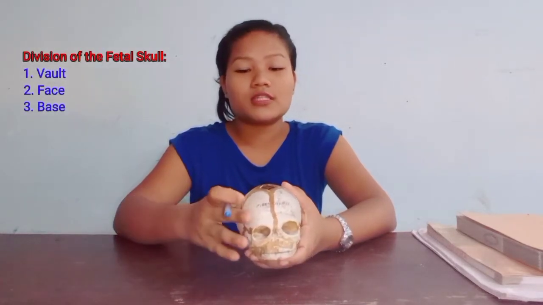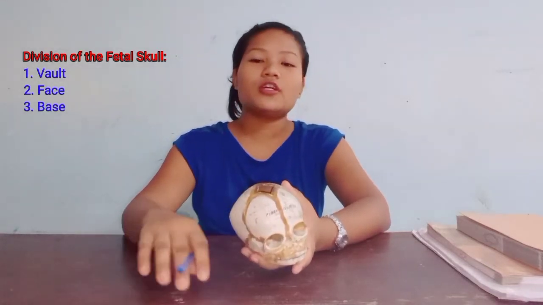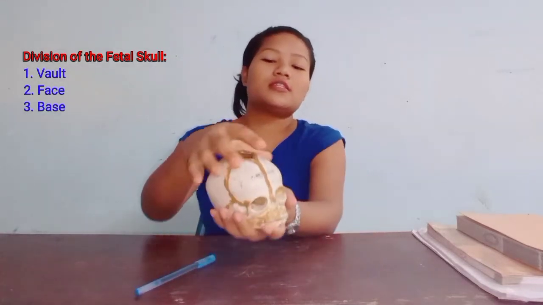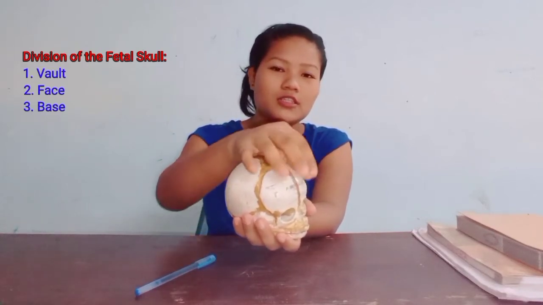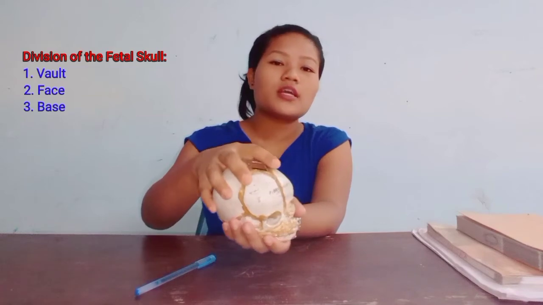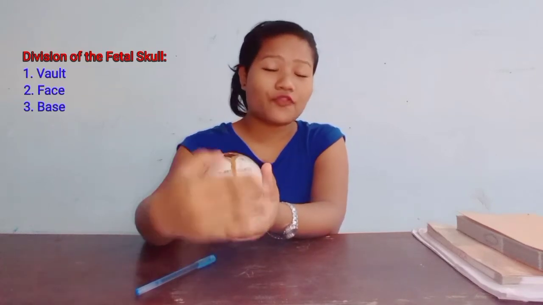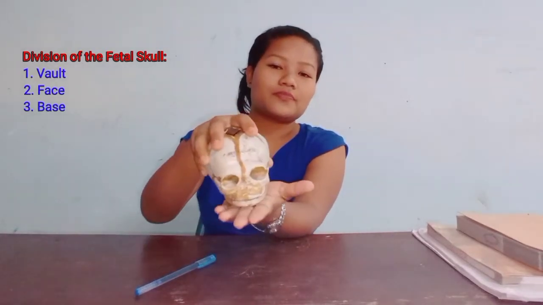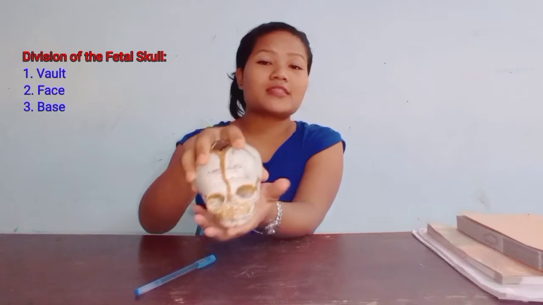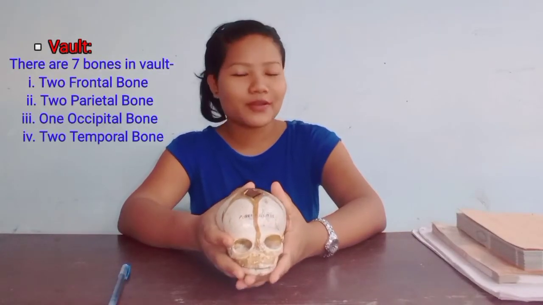Now the divisions of the fetus skull. Next you see there are three divisions of the fetus skull. Here you can see this is the vault. This is in the upper part of the fetus skull, that is called vault. And face, this in front of the fetus skull, this is face, and base, this is the lower part of the fetus skull, that is base.